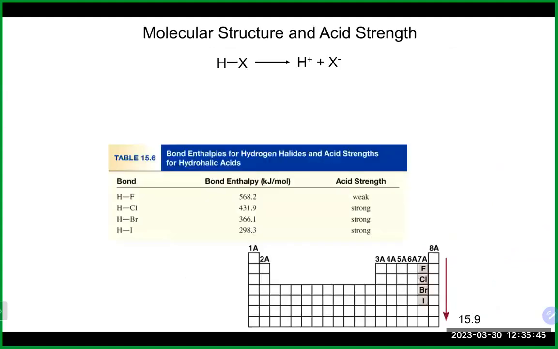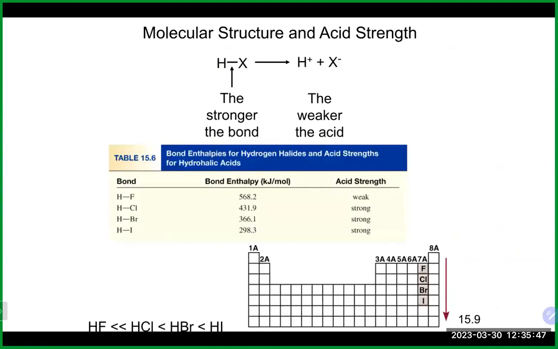Okay, so let's talk a little bit also about acid strength. There are really two types of acids: acids that contain oxygen, and acids that do not contain oxygen. If you're comparing the acid strength of acids that do not contain oxygen, there are a couple of things we really want to focus on in that comparison, and it may not be what you think.